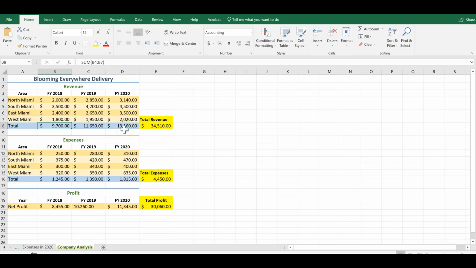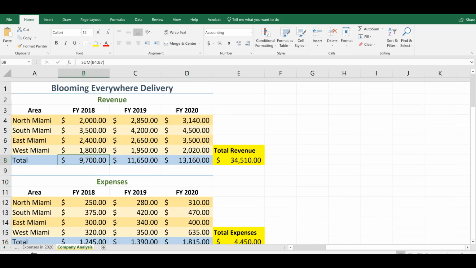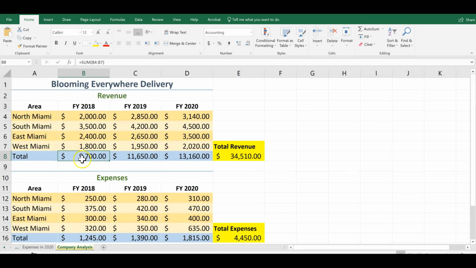Okay, so in this cell, I'm going to enlarge this. In cell B8, you have a formula equals SUM(B4:B7), which means it's going to add, and that's a function formula. It has that word SUM in there. So it's going to add these four.